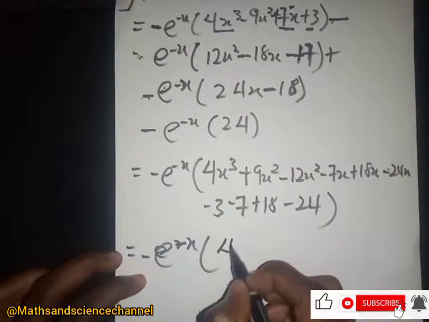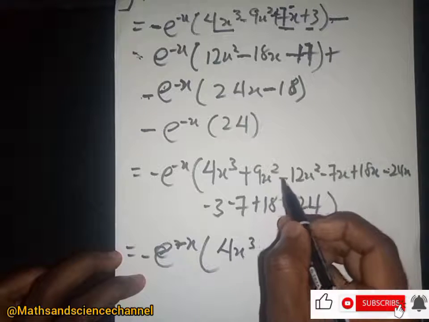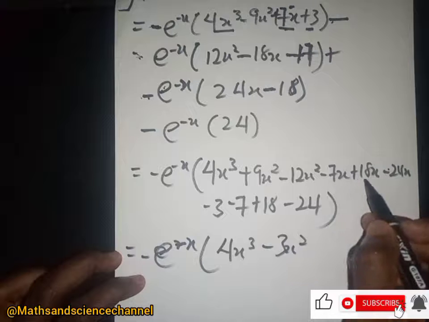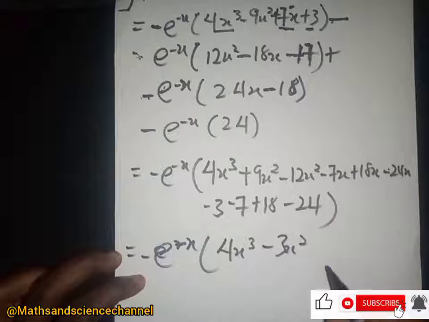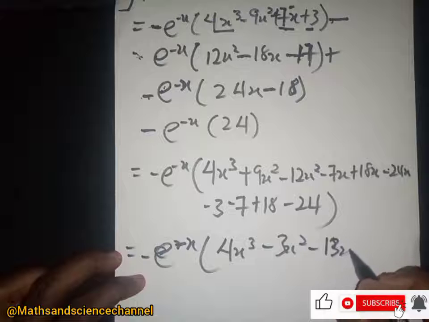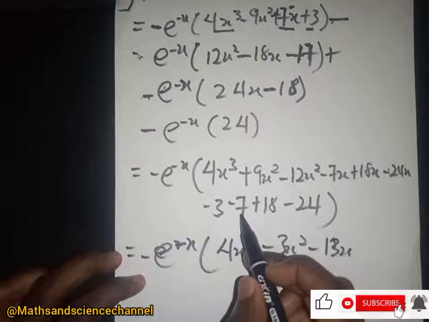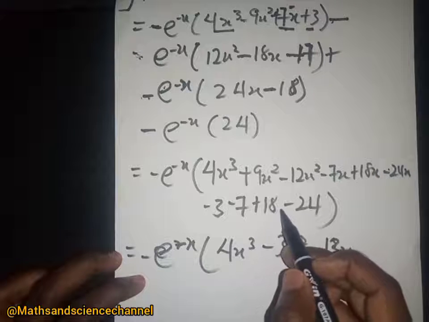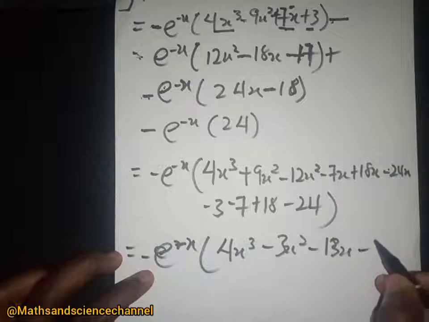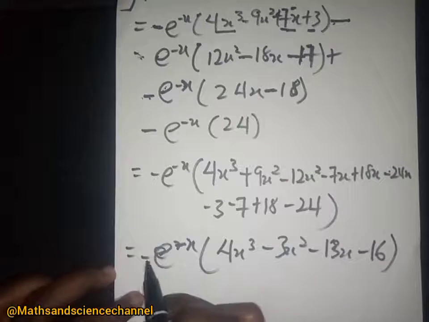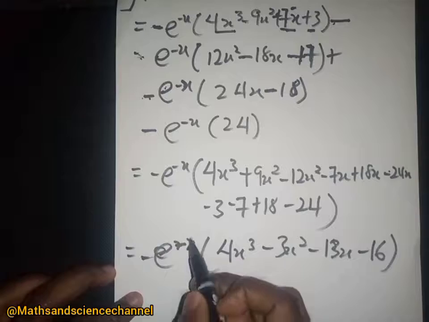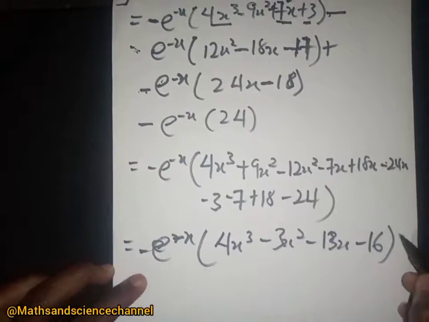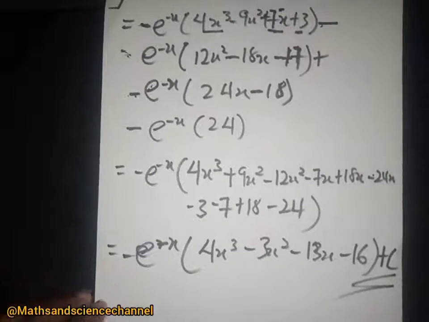So alright, we have 4x cubed here, 9x squared minus 12x squared will just give you negative 3x squared. Then negative 7x plus 18x, then minus 24x is just going to give you negative 13x. Then we have minus 3 minus 7, which is minus 10, plus 18 is just 8. So 8 minus 24, then we can have negative 16, right? Remember, negative e to the power minus x is just common throughout, that is why we brought it out. So over here we just add plus c to it, and that will be all, right?